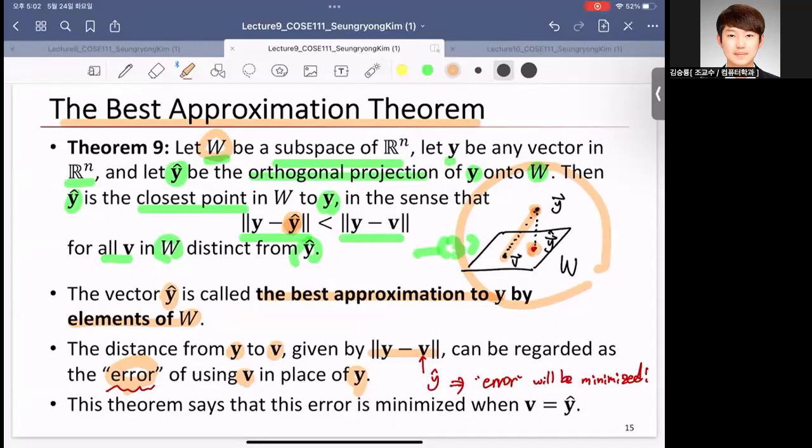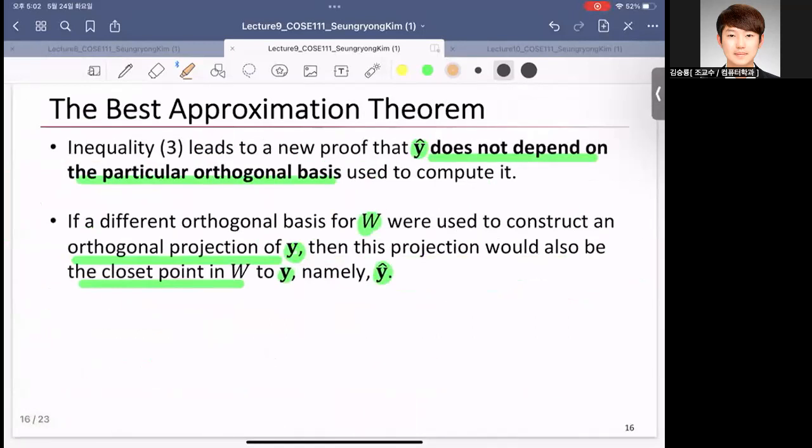In other words, the vector y hat is called the best approximation to y by the elements of W. The distance from y to v, given by the length of y minus v, can be regarded as error. So this theorem says that this error is minimized when v is equal to y hat. So y hat is the closest point. That's the best approximation theorem.